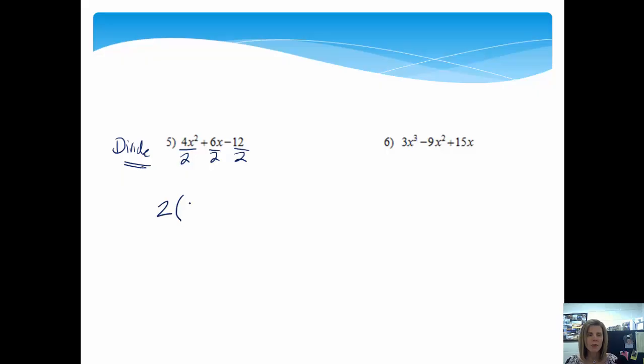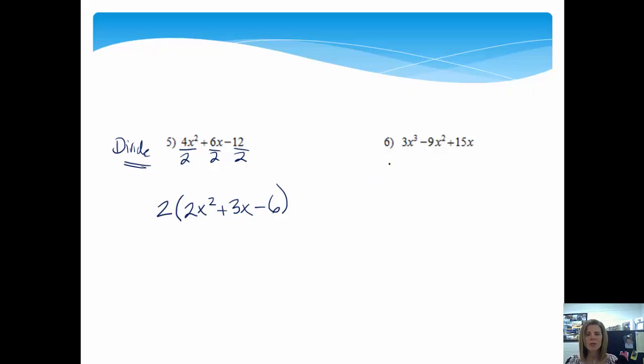Okay, 4 divided by 2 is 2. Nothing to do with the x squared, so it just carries down. The plus sign carries down. 6 divided by 2 is 3. Nothing to do with the x, so the x carries down. The minus sign carries down. And then 12 divided by 2 is 6. And so that is my factored answer.